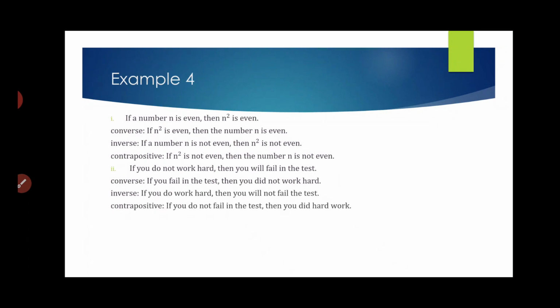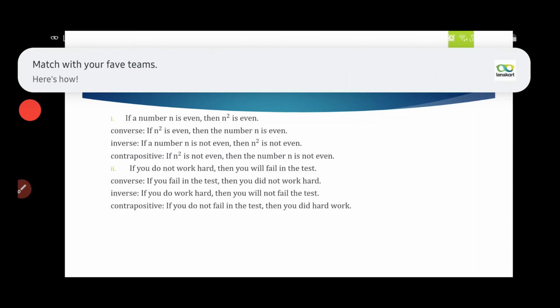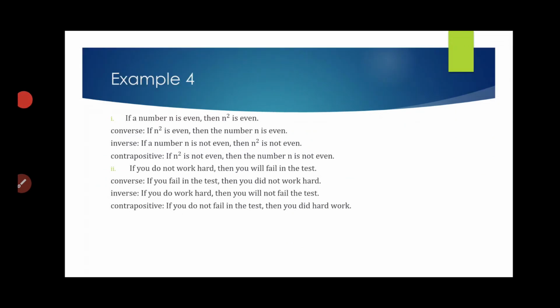Contrapositive is just opposite of inverse. You negate both the parts, but you reverse it. So if you do not fail in the test, then you did hard work.